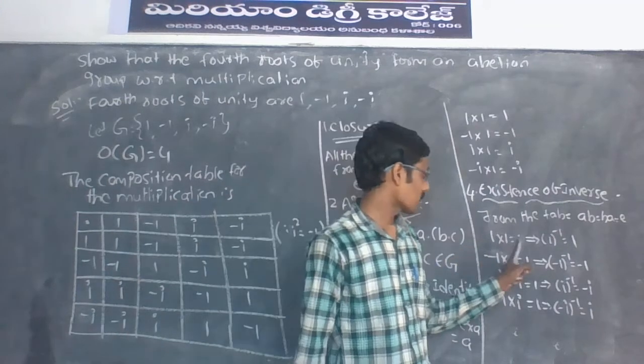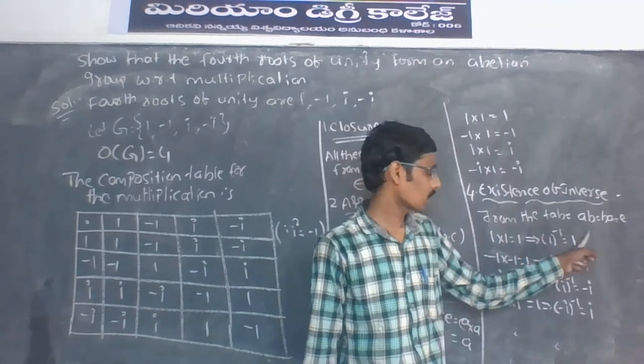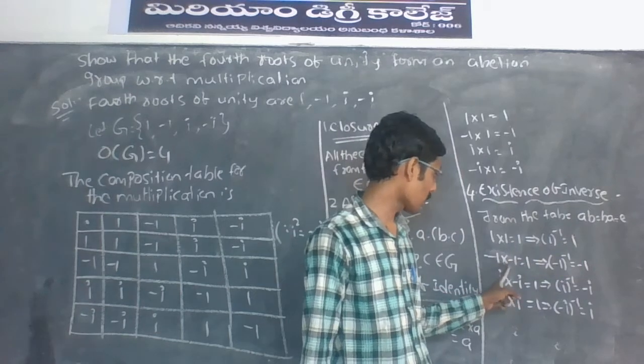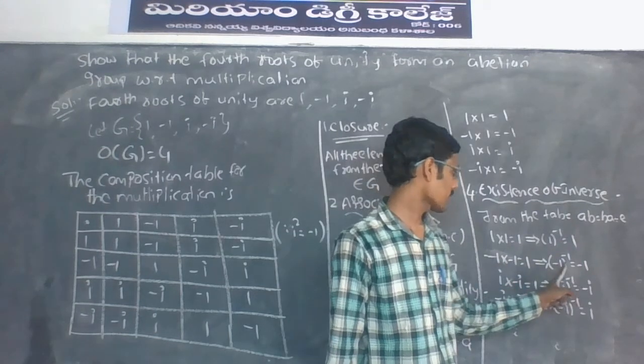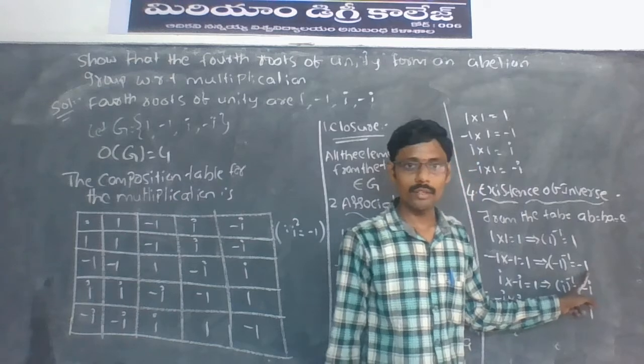So 1 into 1 is equal to 1. Therefore 1 inverse is equal to 1. Minus 1 into minus 1 is equal to 1. That implies minus 1 inverse is equal to minus 1.